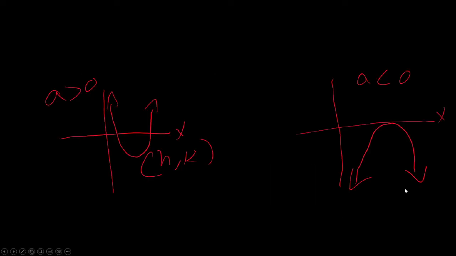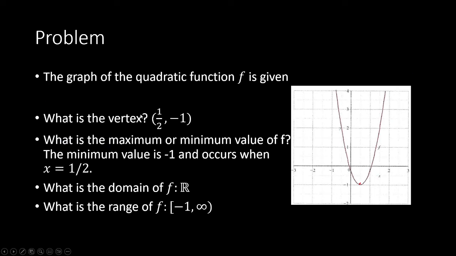So this is my example of a parabola opening upward or opening downward. So let's look at the problem. We have this graph given. What is the vertex? Well, the vertex is where the sides meet, right? So you go to this side and you have the vertex right here. That's about halfway between 0 and 1, so it's 1 half. And the corresponding y value is negative 1.